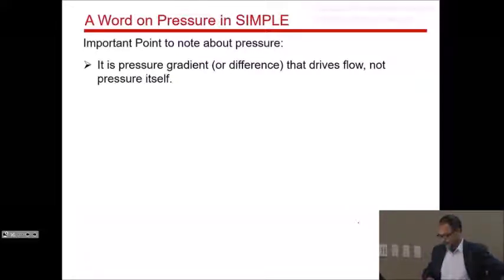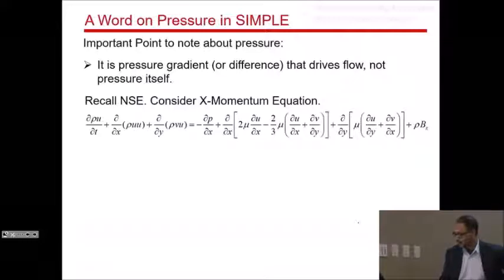This simply means that, for example, if I use gauge pressure versus absolute pressure, it's going to amount to the same thing, because difference in gauge pressure is the same as difference in absolute pressure. Although gauge pressure itself is not equal to absolute pressure, right? But their difference is the same. So I can get away with using gauge pressure instead of absolute pressure. Now, how does that work mathematically?